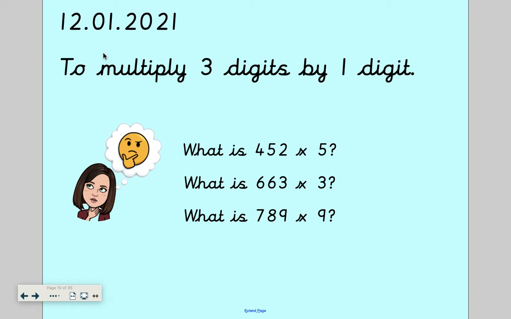Good morning, Year 5. So today we're going to be looking at 3 digits by 1 digit. So we're just adding an extra digit from what we did yesterday. Similar to yesterday, I'd just like you to have a go at these 3 questions first.